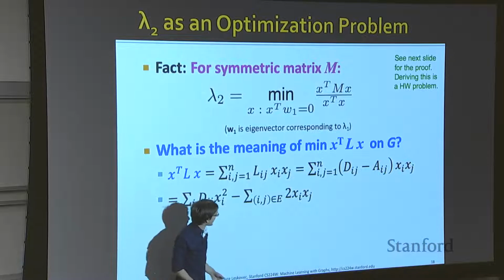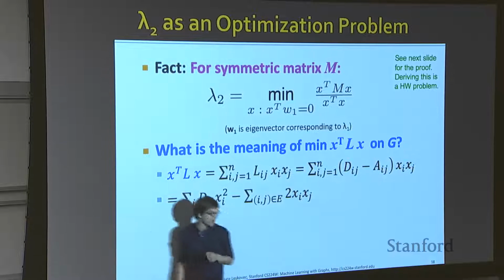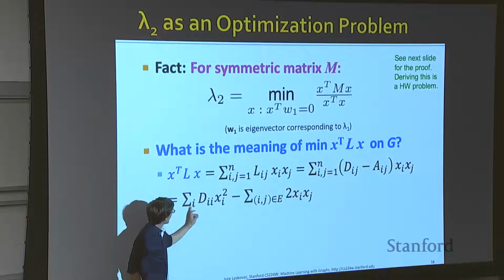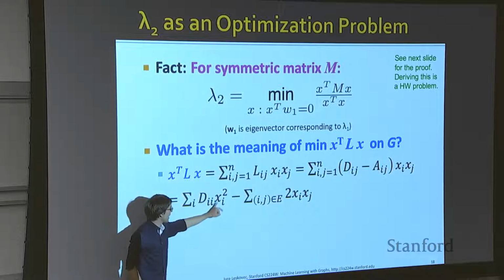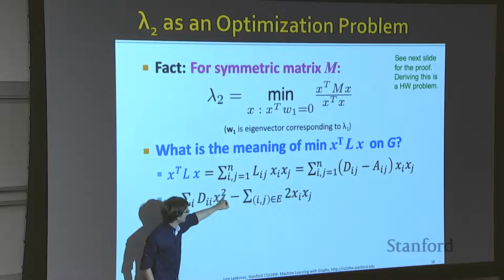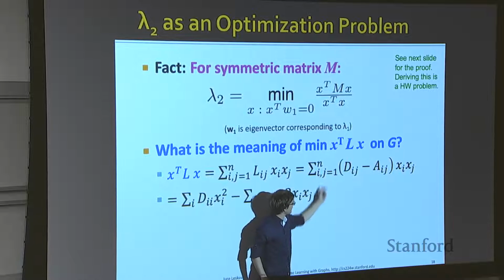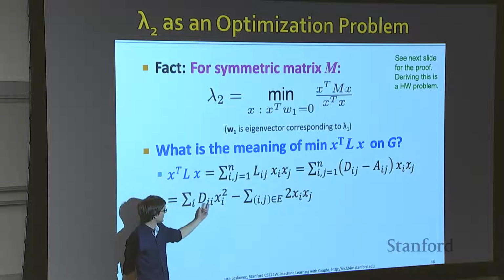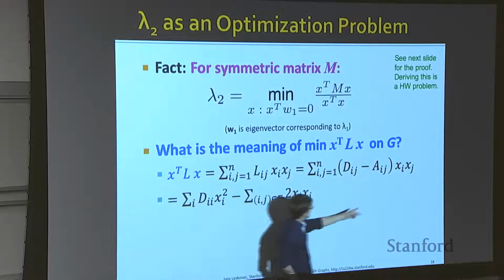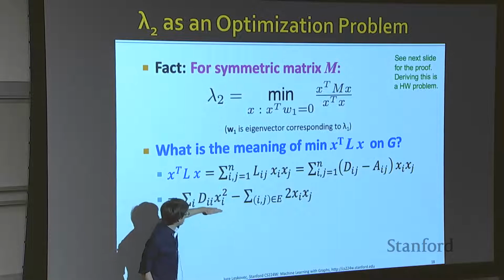I'll still keep massaging this summation. What I do now is take this xi xj and distribute it inside. So this is now a sum over i of the degree entry d_ii times xi squared, because this will happen only at places where i and j are the same. Then xi times xj is xi squared, and I have the diagonal entry of the matrix. Everywhere else, this product will be 0 because d_ij will be 0. So that's how I simplify this.